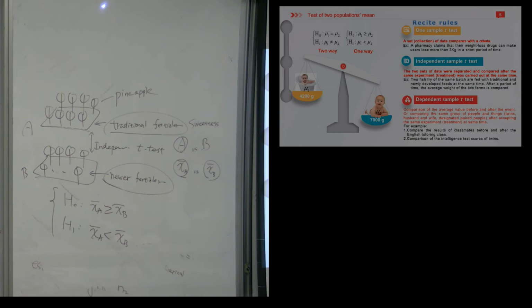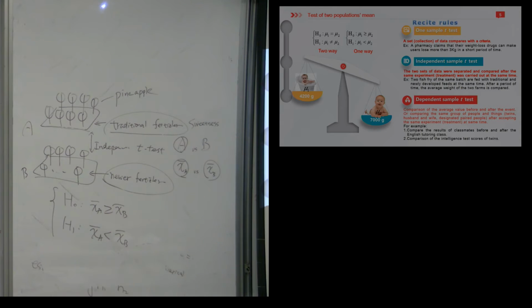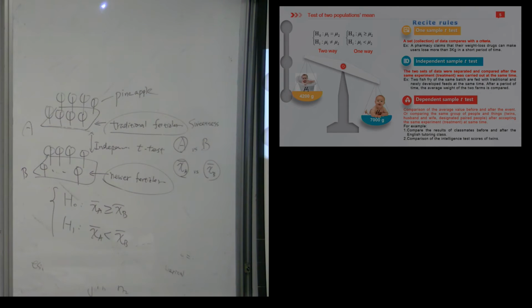Comparing the average value before and after the event. When you compare the mean before and after the event, what kind of event? Use the fertilizer. Before we use the traditional, now we use the newer. Before we distribute the fertilizer is the event, is the treatment. Before doing this treatment, the sweetness of the pineapple. After we use the new fertilizer, the sweetness of the pineapple. Compare before and after. The data come from something happened before, something happened after. That is dependent sample test.